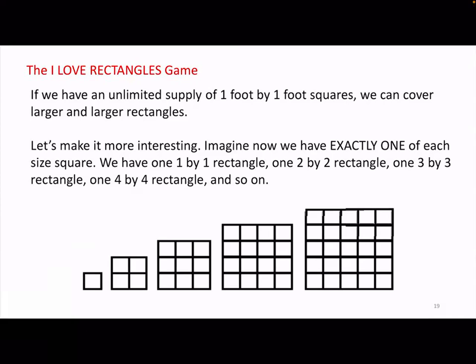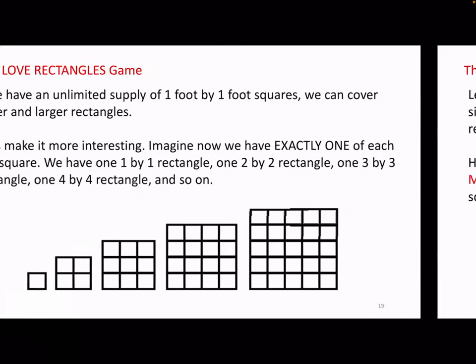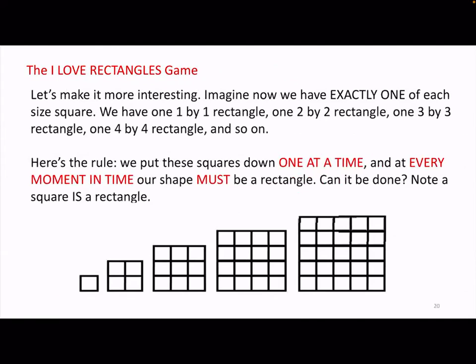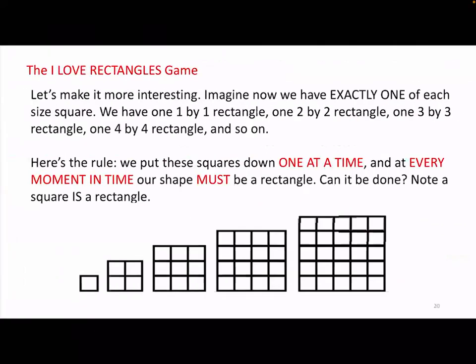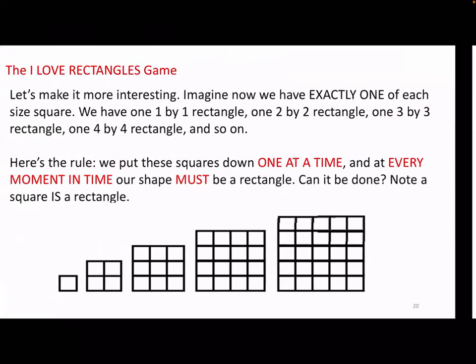No, it's impossible, right? And so if we try to put down, say, the 3x3, if we want to put anything next to that, it has to have a side of length 3. And there's only one thing of side of length 3. So we see very quickly that this is a very boring game. So we have to make the game more interesting.